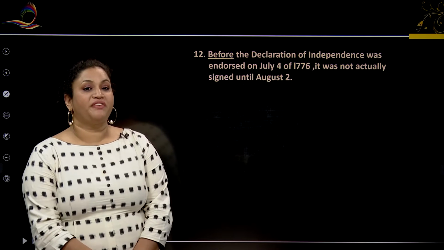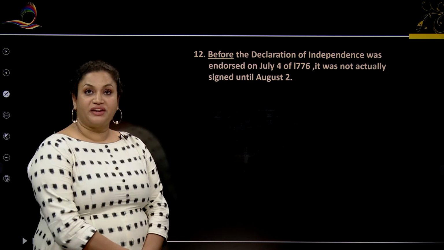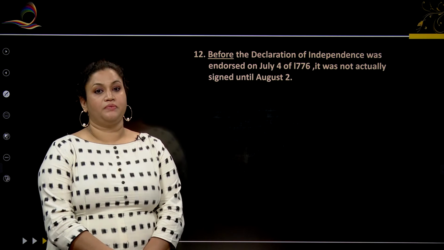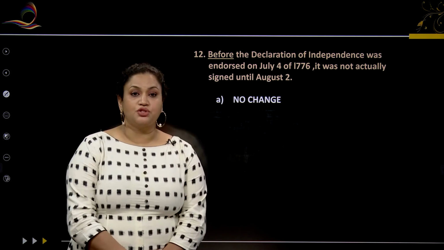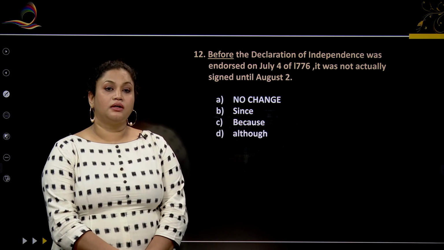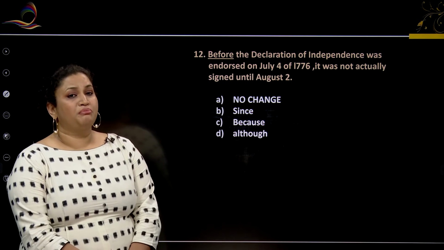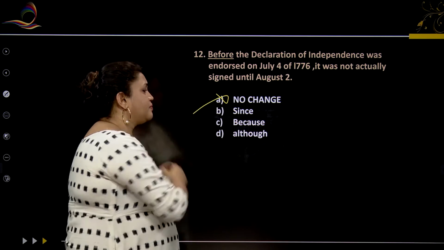Before the Declaration of Independence was endorsed on 4th July of 1776, it was not actually signed until August 2nd. No change, since, because, although. Before the declaration, definitely no change is not the option.